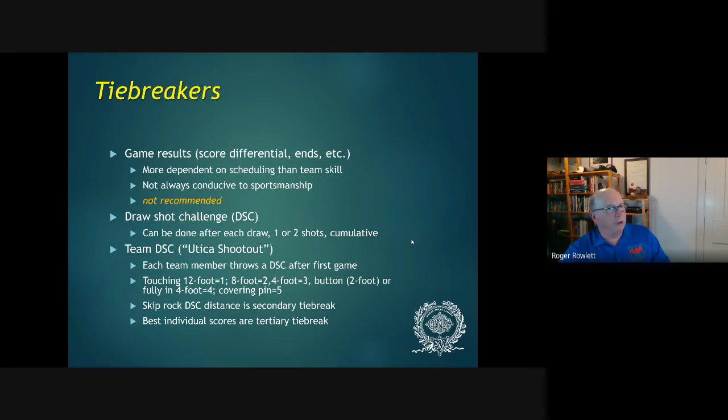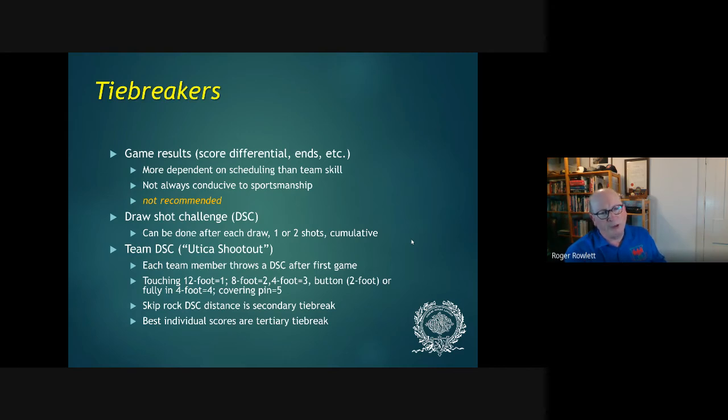I would prefer to use a draw shot challenge, which is limited to the skill of your own team. That can be 1 or 2 shots after each game, and you can accumulate them, that is, add them up over time after each game to determine a tiebreaker. That's pretty efficient because you only have to do 1 or 2 extra shots after each game. Or you can just do 1 big tiebreaker at the beginning.